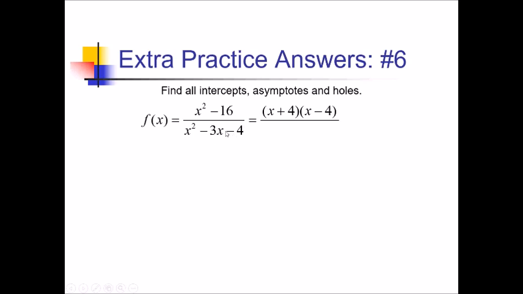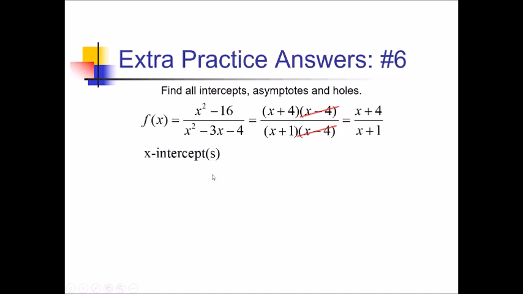Downstairs, we need numbers that multiply to -4 and add up to -3. That would be x plus 1 and x minus 4 for my factors. And, yep, I see here that I can cancel those x minus 4s. So I've got x plus 4 over x plus 1 for my reduced fraction here. All right, now that we've got that, let's go ahead and analyze everything.